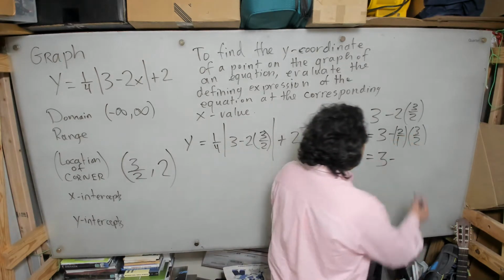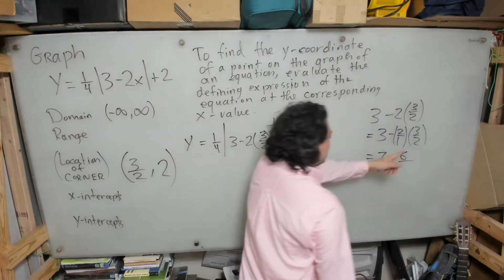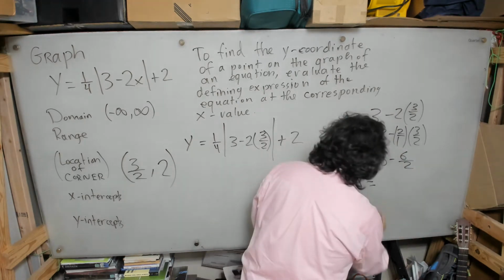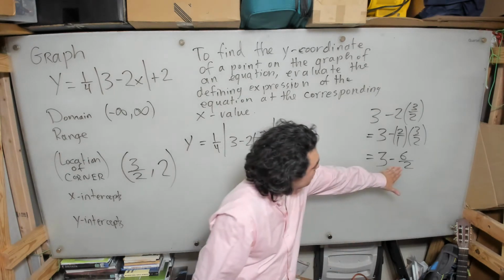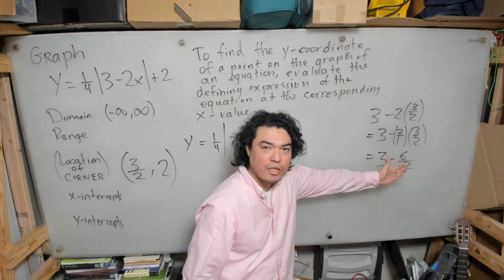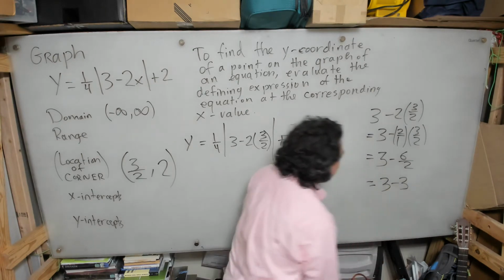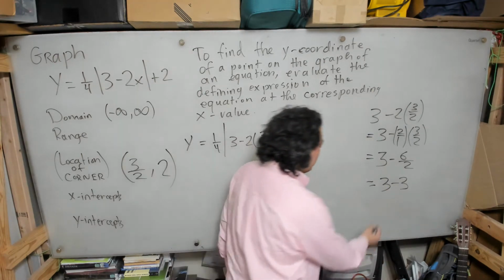So here, 2 times 3, that's 6. What's 1 times 2? 2. And then here, if you can see this, 6 divided by 2, that's 3. So I can see it's going to be 3 minus 3, right? And that's going to be 0.